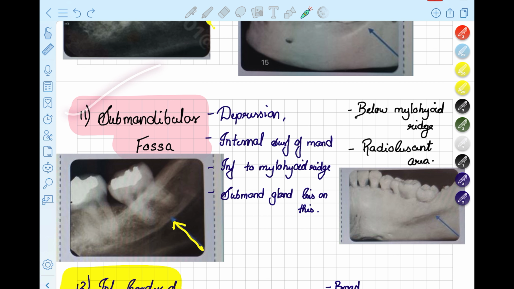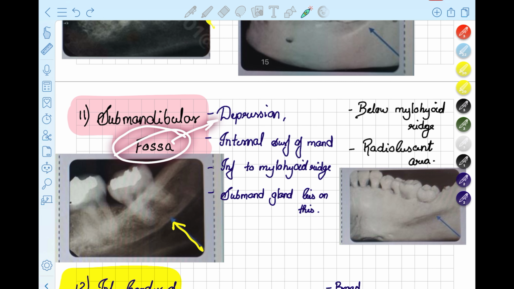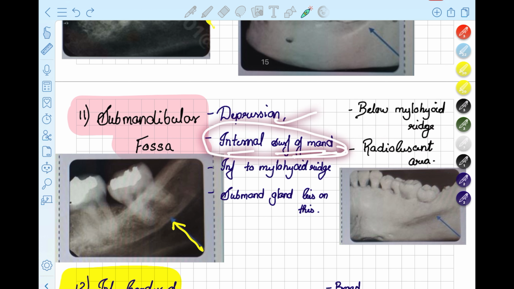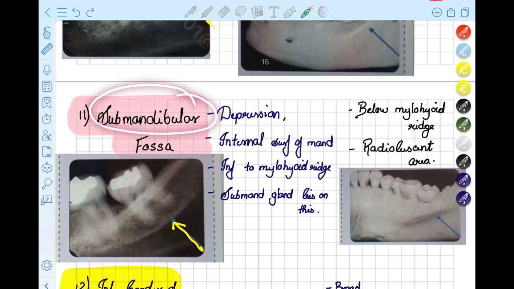The next structure is the submandibular fossa. As the name suggests, fossa means it is a depression. How will it appear? As a radiolucent area. Very simple. A depression on the internal surface of the mandible. The point to be noted, the submandibular gland is a salivary gland. It is located on the internal side of the mandible, so the fossa will also be on the internal side of the mandible. It is a depression located on the internal surface of the mandible, inferior to the mylohyoid ridge. It is located below the mylohyoid ridge.